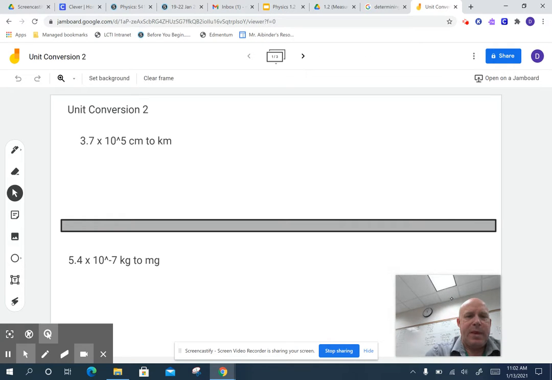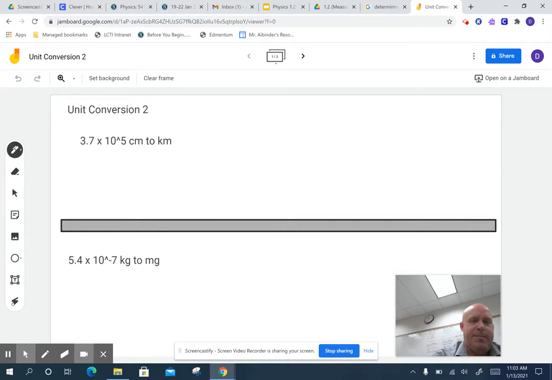So 3.7 times 10 to the 5th centimeters to kilometers. Now here, if you know what you're doing, you can do a direct conversion from centimeters to kilometers. Centimeters is 10 to the -2 meters, and kilometers is 10 to the 3rd. So it's a jump of 10 to the 5th, but that might be a little tough for some of you to do. So until we get to where we can do that, let's just do it very simply.